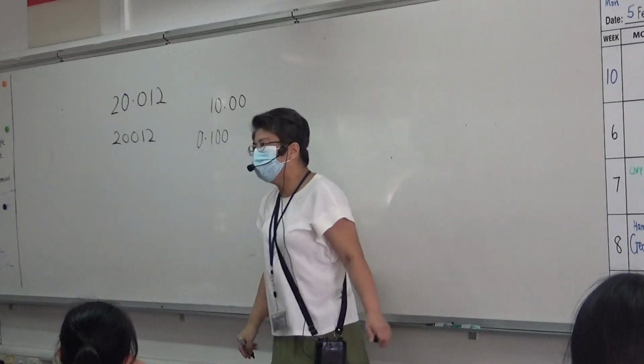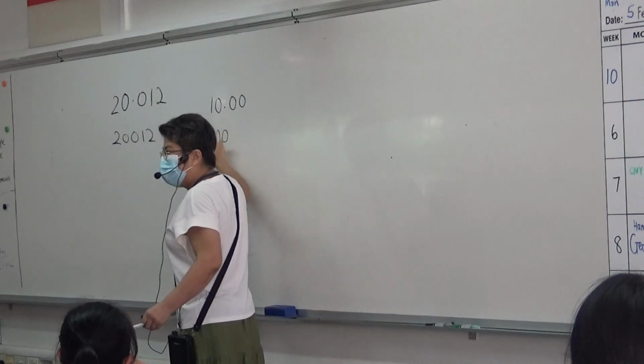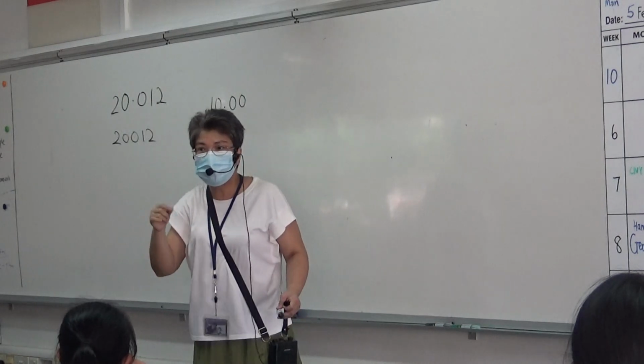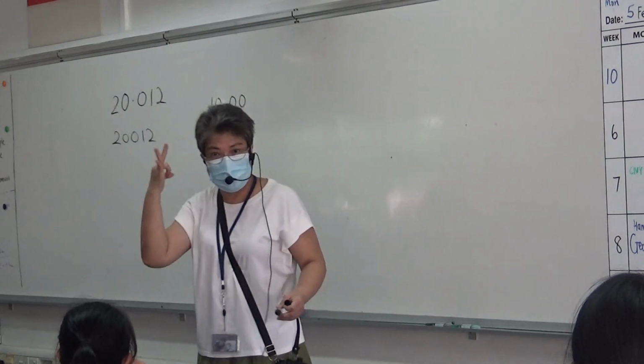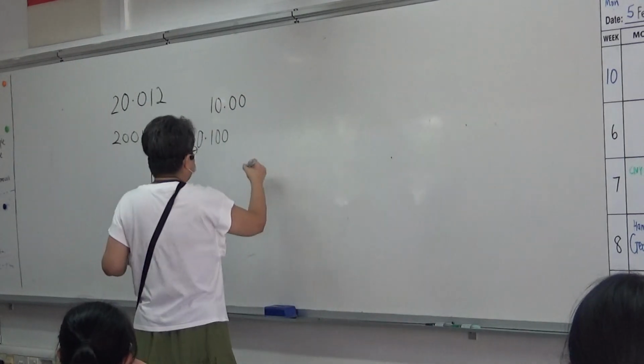This one, how many significant figures? 3. Because actually, I write 0.1 10 already. How come I can call about, right, 0.00 again? That means got significance, right? Significance means got importance. So 3 significant figures. Are you clear with what I'm saying? Okay, then next one.